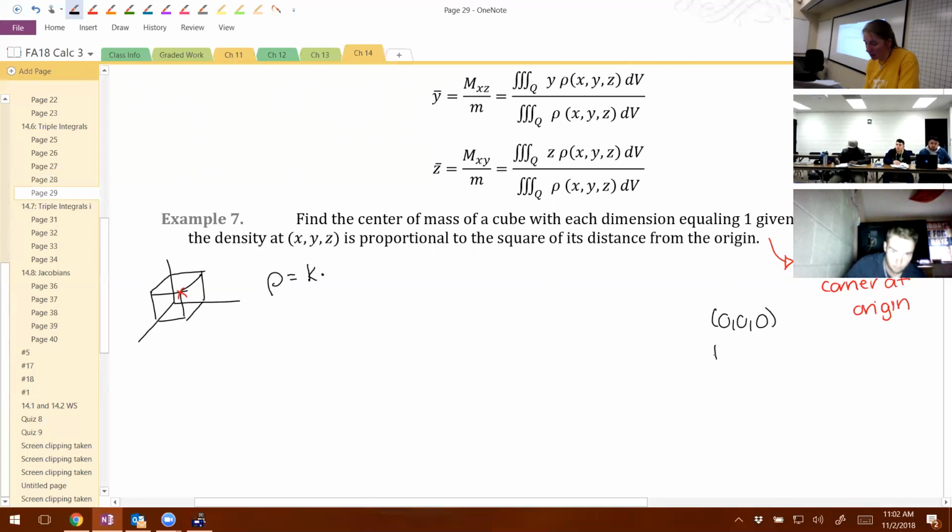And then to just some other point, right? We don't know exactly what it is. We're allowing it to be everything. Do you know how to find the distance between points in 3D?